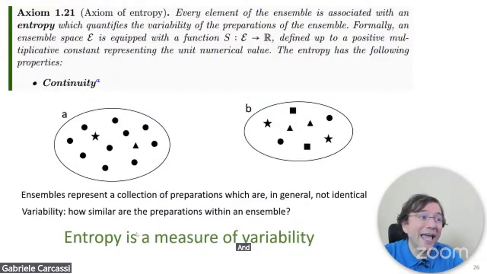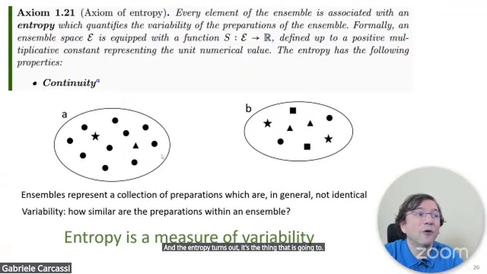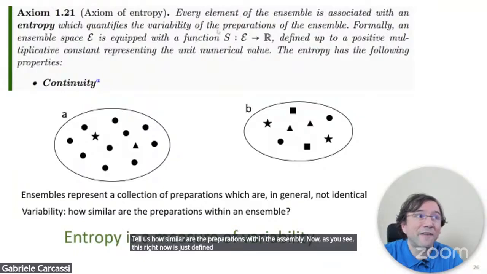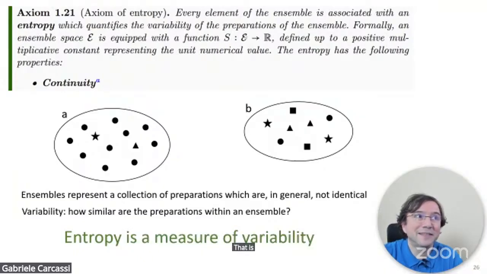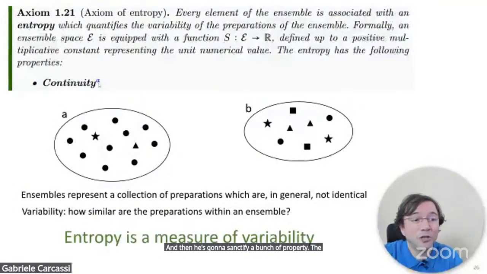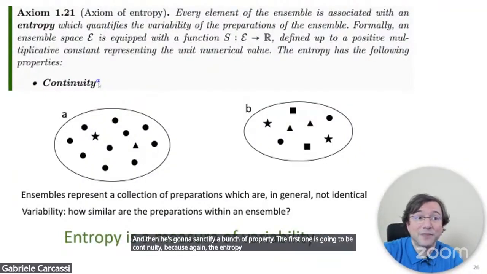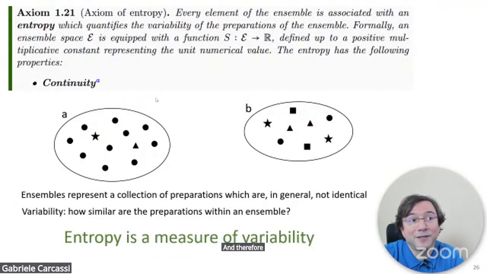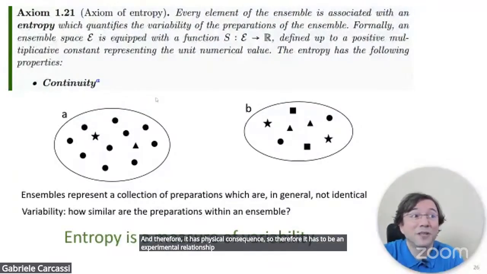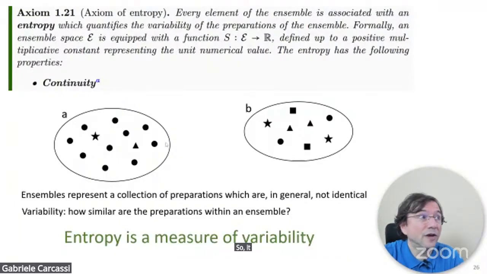And the entropy, it turns out, is the thing that is going to tell us how similar the preparations are within the ensemble. Now, as you see, this right now is just defined as a function that takes an element of the ensemble space and gives us a number, and then it's going to satisfy a bunch of properties. The first one is going to be continuity, because the entropy of an ensemble is something that we can go out and measure, and therefore it has a physical consequence. So it has to be an experimental relationship, and therefore it has to preserve the topology. So it has to be a continuous function.